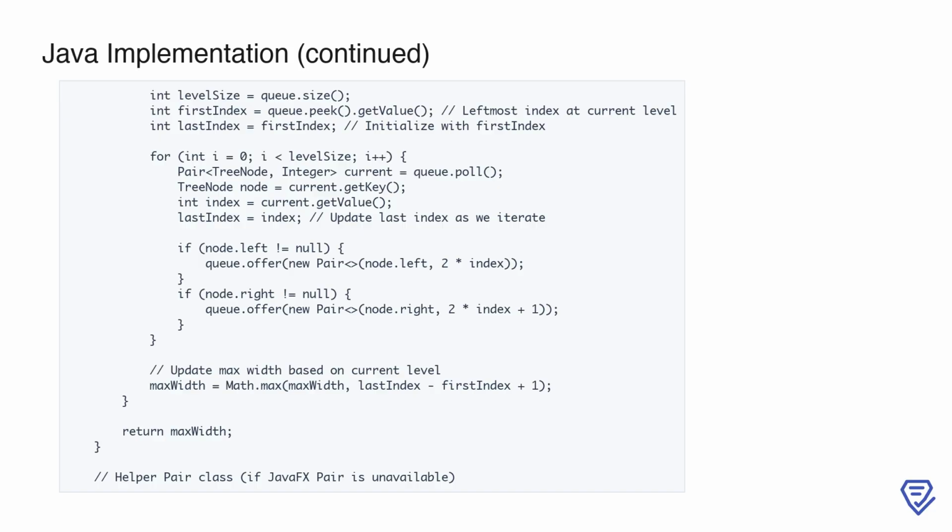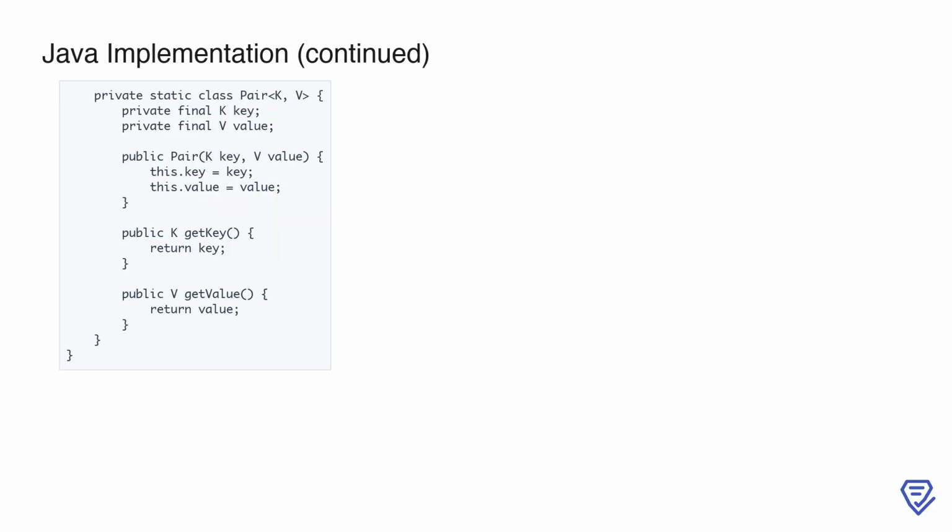After processing all nodes at this level, we calculate the width as last index minus first index plus 1 and update max width to the maximum of its current value and the width of this level. This ensures we always retain the largest width encountered so far. Finally, we return the max width as the result once all levels have been processed.